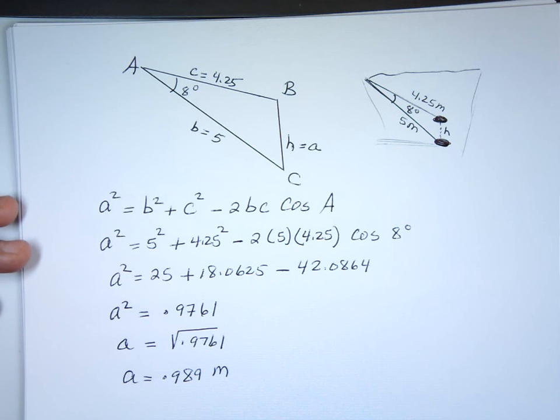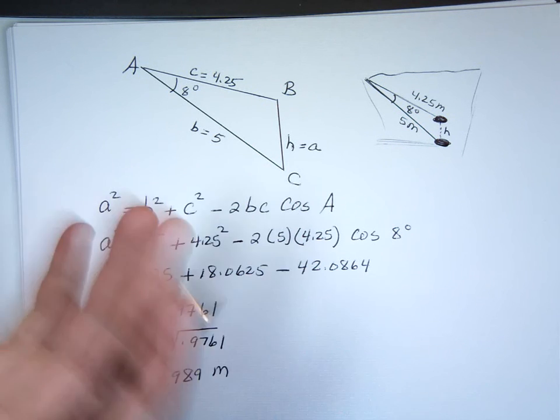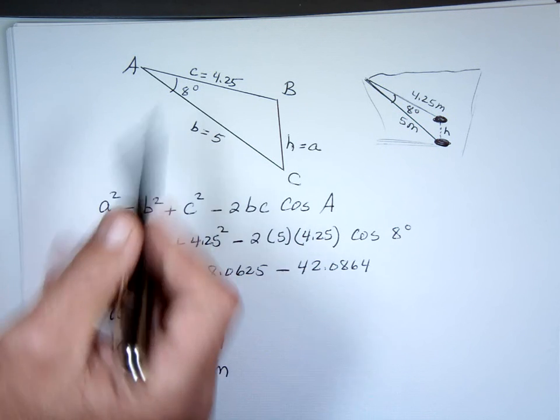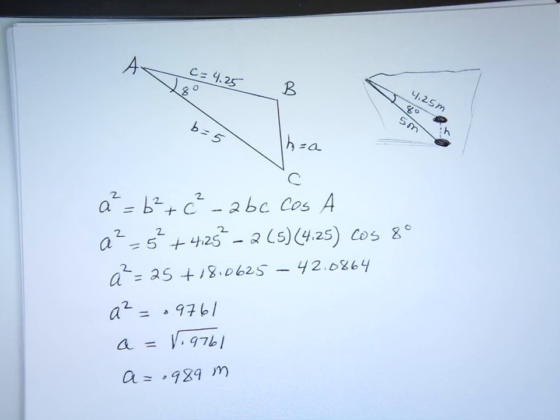Okay. So that's really what the law of cosine is. It's used when you are given two sides and the angle between them, because the law of sine doesn't work, or when you are given 3 sides or 3 angles. If that's the case, use the law of cosine. Otherwise, use the law of sine, much easier.